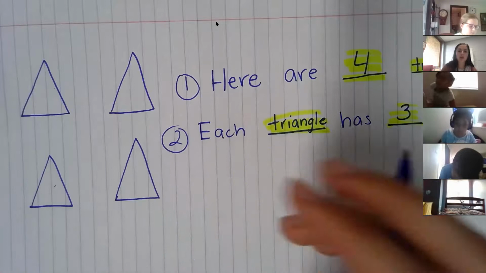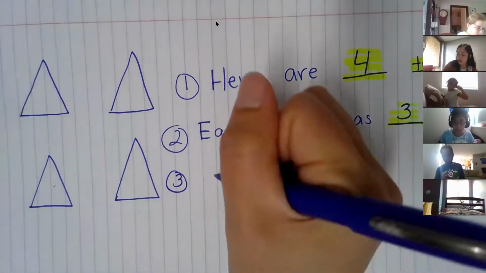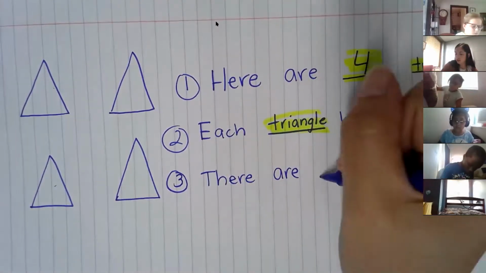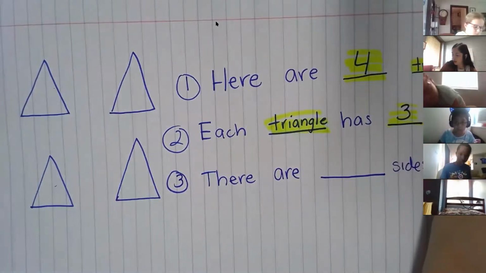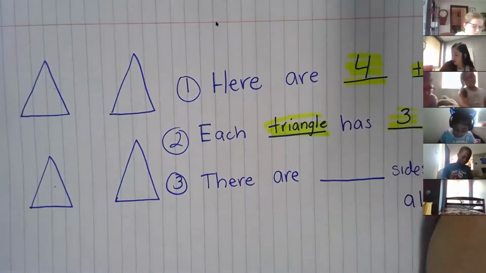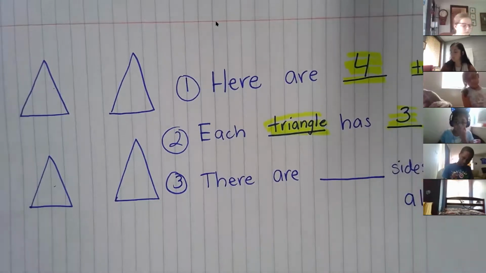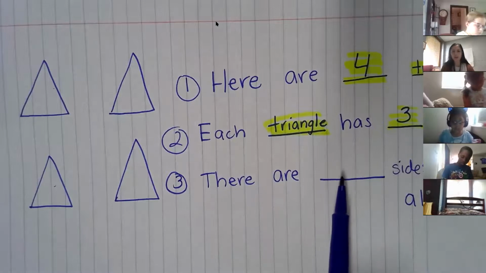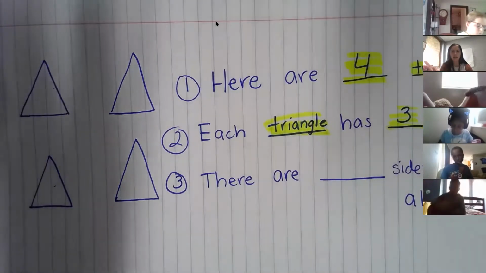All right. So our last sentence is going to be, there are blank sides in all. You're just looking, right? You're not writing. There are blank sides in all.